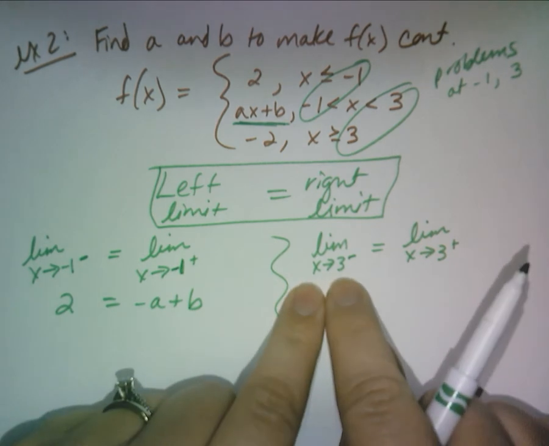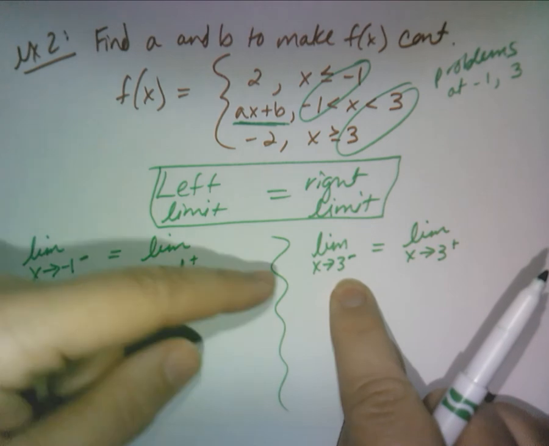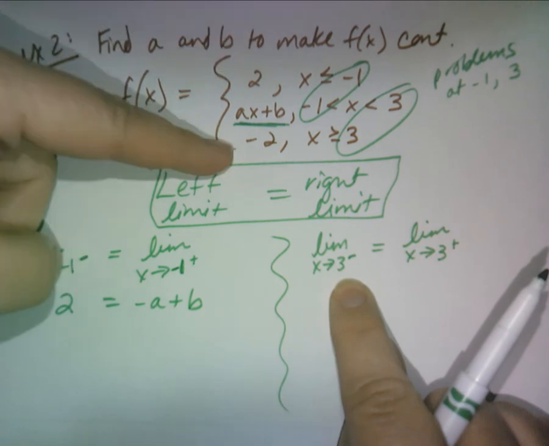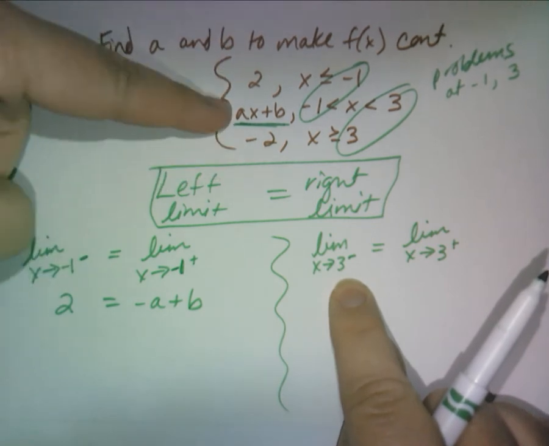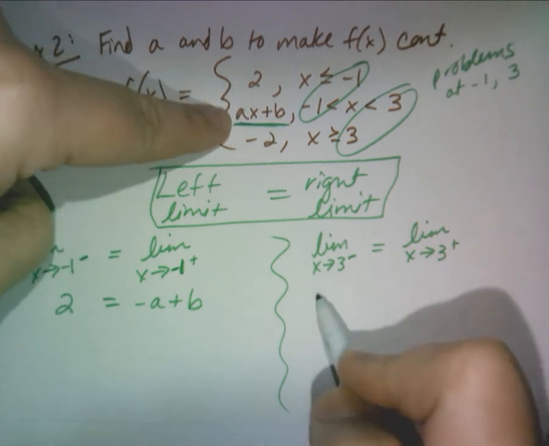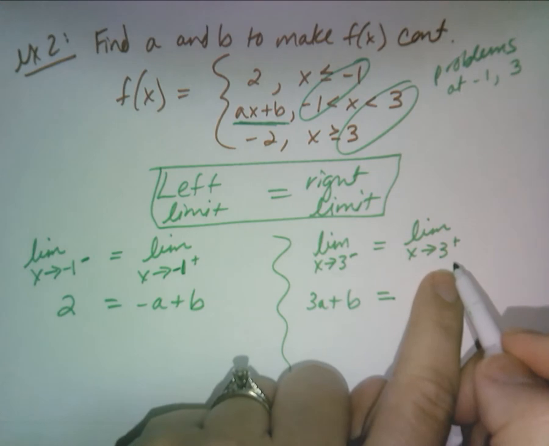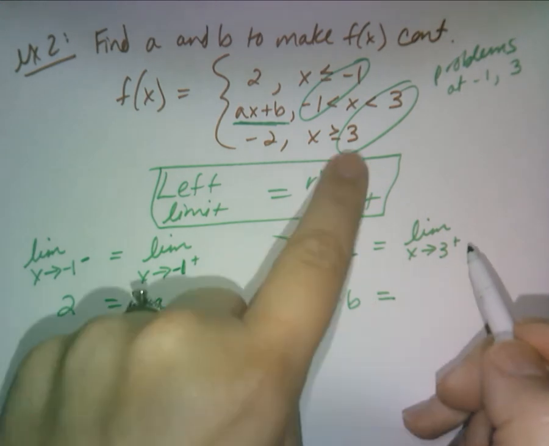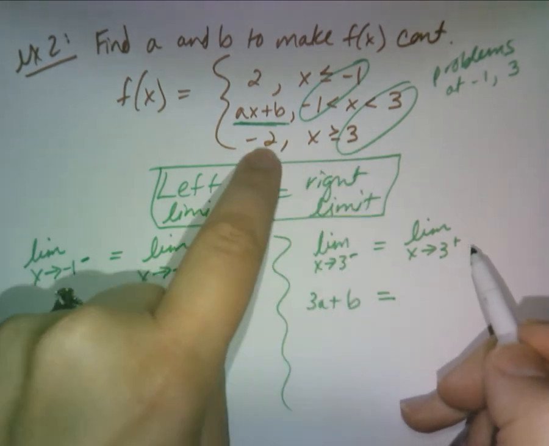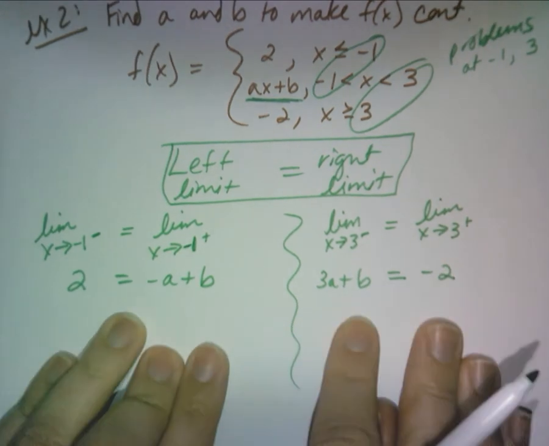Plug in 3 to the left. Would the 3 plugging into the left be into the top, middle, or bottom? We just talked about this. Middle, put a 3 in for x. What would be that expression then? 3a plus b. Plug a 3 into the right side, which wouldn't that be on the bottom? Equals -2.